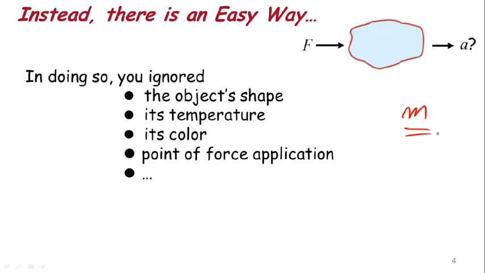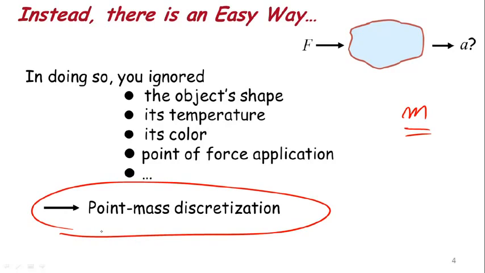You ignored a whole bunch of other properties of the object. You ignored its shape, its temperature, its color, where I applied the force, how it smelled, and so on and so forth. This kind of simplification, where you assumed that the object had a mass acting at a point and the force was applied at that point, is called point mass discretization, or point mass simplification. By making the point mass simplification, you were able to tremendously simplify how you solved the problem, and get the acceleration very, very quickly.